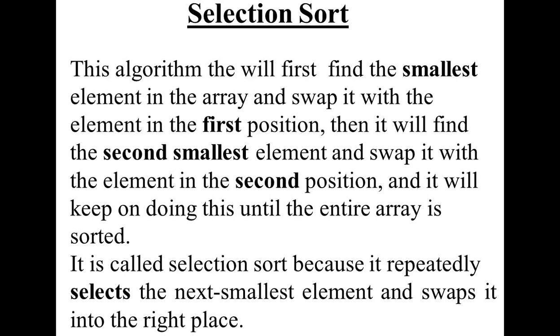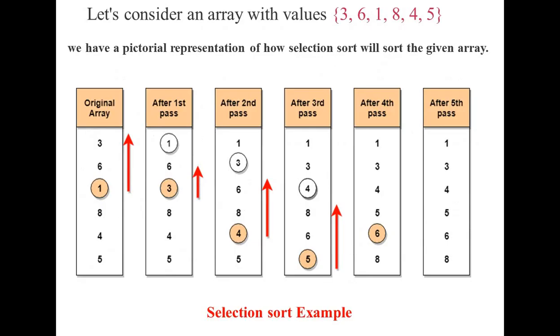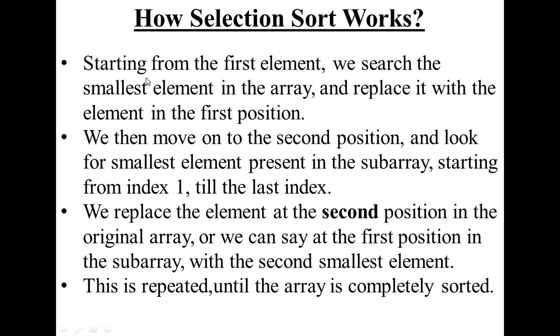It is called selection sort because it repeatedly selects the next smallest element and swaps it into the right place. Now you can see the elements here: 3, 6, 1, 8, 4 and 5. Now we have to select the smallest number, and it will be replaced with the element at the first position. Now see how it works.